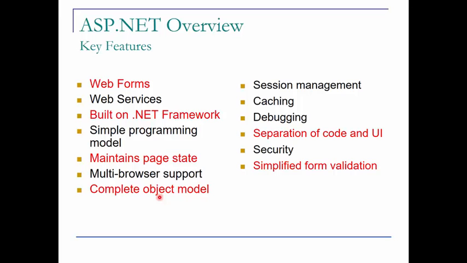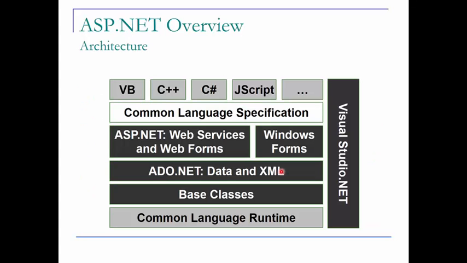Everything is object-oriented in Visual Studio. The controls which we use are basically instances of a certain class. They're objects of a certain class. So everything is object-oriented. Session management, cache, debugging. So all the basic features which are available in other languages are available as well. On top of that, we have certain advanced controls, advanced web forms that basically increase the application development speed. Simplified validation as well, we will see.